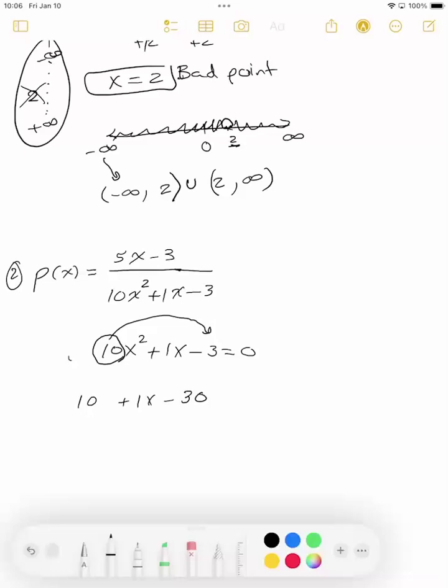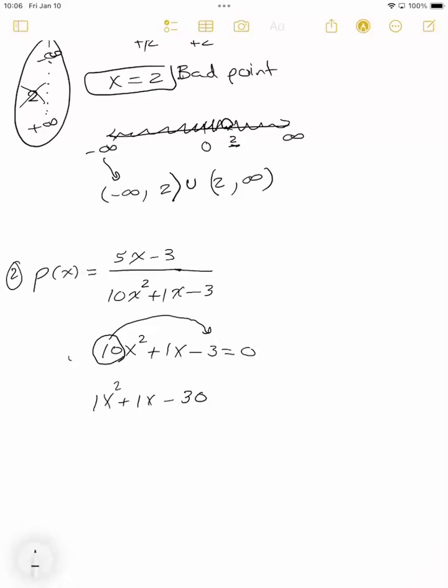And then you change 10 to 1. And then you factor this. You want two numbers to multiply to give you negative 30 and add to get 1. Such numbers are 5 and 6. 5 and 6 differ by 1. So we want to have a positive 1.